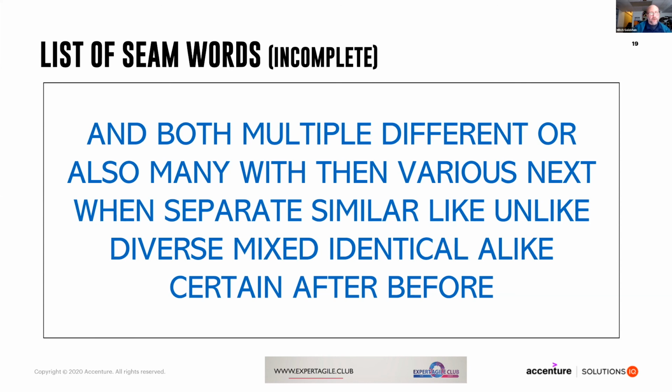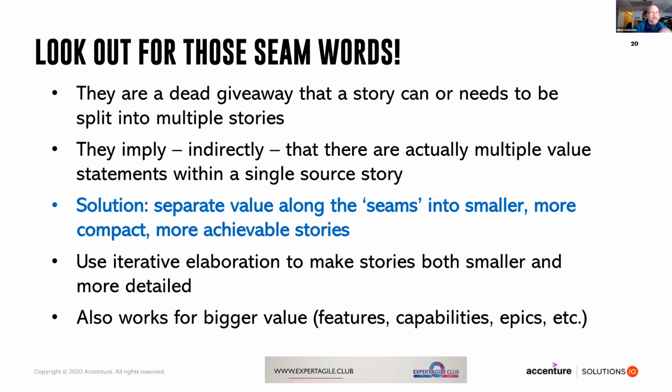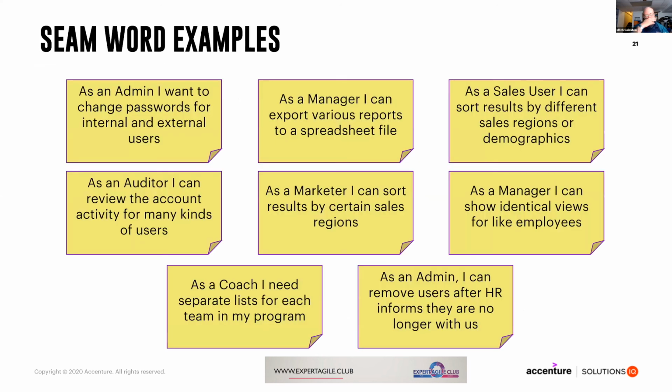So let's look at a couple real quick stories here. Seam words are a dead giveaway that a story can or needs to be split, and they imply that there's actually multiple value statements within a single one. So we look for the seams and we split on the seams into more achievable stories. We use iterative elaboration, which we'll go through, to do that. And it also works, although a little differently, for bigger value, like features, capabilities, epics, et cetera. But here's how the seam words basically work.